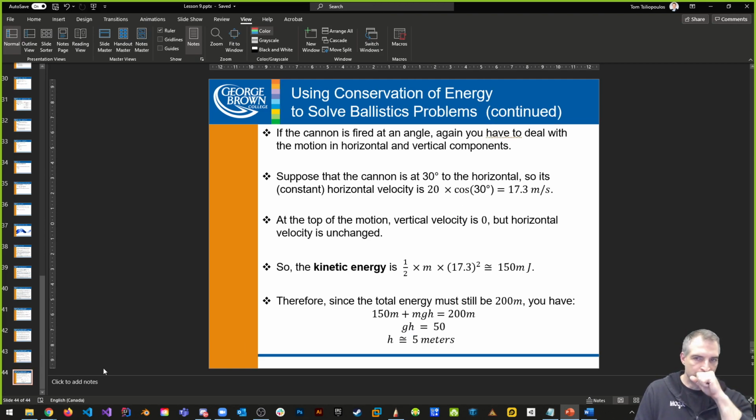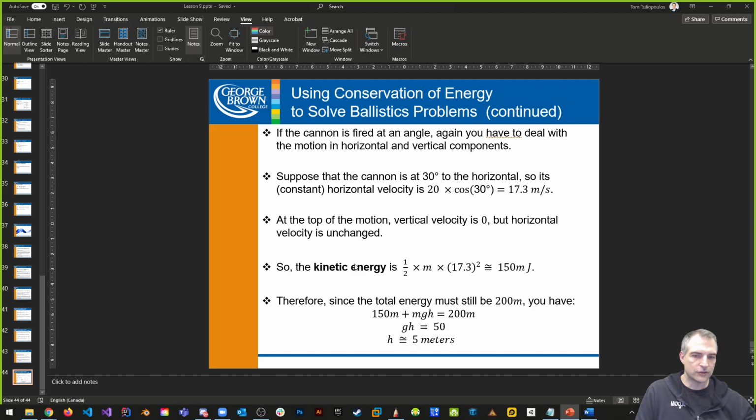Okay, what about if a cannon's fired at an angle? How do we figure this out, right? So again, suppose that the cannon now is fired at 30 degrees to the horizontal. So now it's a constant horizontal velocity of 20 meters per second again, times cos of 30 degrees, because it's v cos theta. That's the equation. Then what we're going to get is 17.3 meters per second across the horizontal on the x-axis is what we're talking about here. All right, let's keep that in mind.